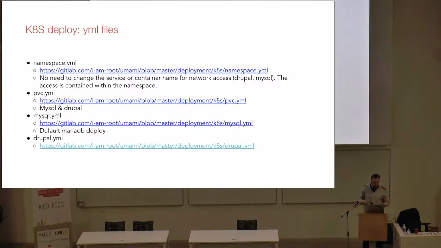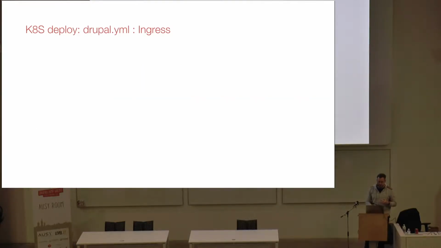Then I've got some default pvc.yaml, which is the persistent volume claims. It contains my MySQL and my Drupal files. I have a default MySQL.yaml, which actually is just a MariaDB deploy. And I have my Drupal.yaml file. Now I want to highlight 2 things in this Drupal.yaml file.